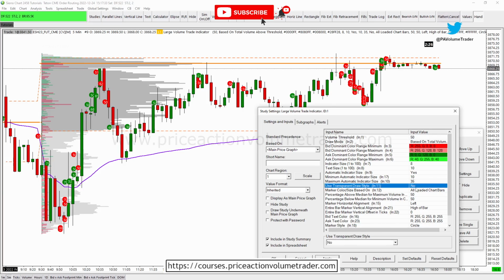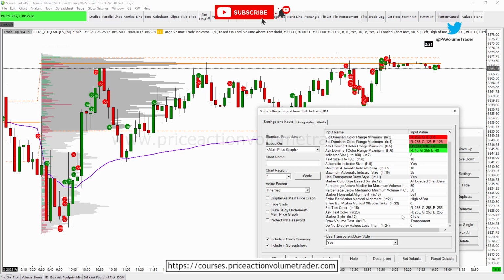Now, use transparent draw style, I like to put yes. And that is in case we want to take off the text over here and we put none, we're just going to get little transparent dots. Now, the reason that these dots don't look very big is because over here, marker color size based on is set to all loaded chart bars. That means that I have 30 days of data loaded on this 5-minute chart. So the size of these dots is relative to all those 30 days.